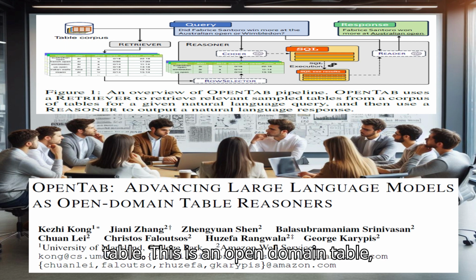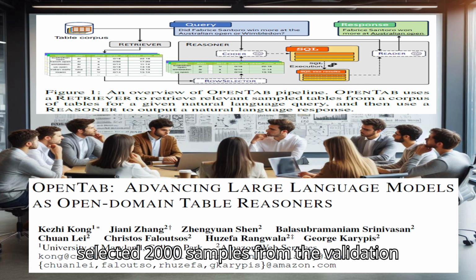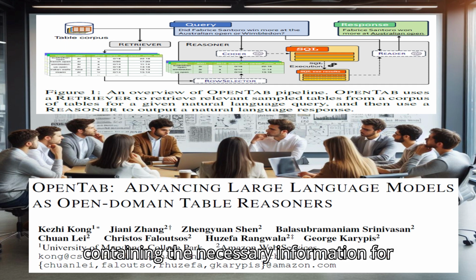Open Wiki Table. This is an open domain table question answering dataset. Due to budget limitations, the authors randomly selected 2,000 samples from the validation set for their experiments. The corpus contains 24,680 candidate tables. Wiki Table Questions. This is a closed-domain table-based QA dataset that provides the relevant table containing the necessary information for each query.